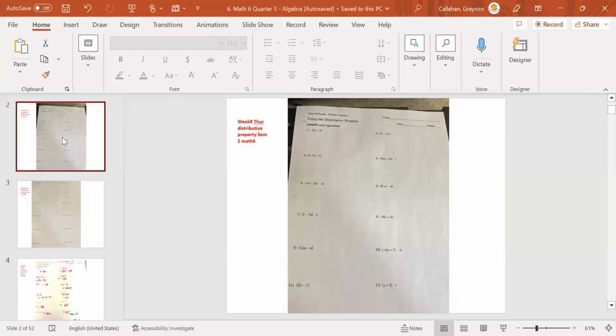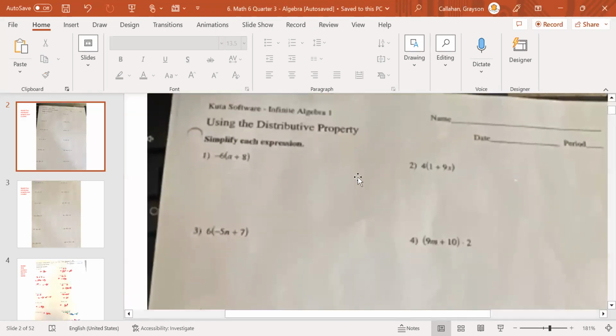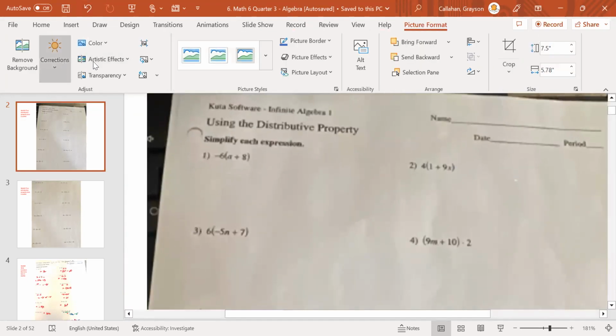Okay, so this is week 8, Thursday. We're going to go over the distributive property for semester 2, math 8. It's a little bit blurry, but that's okay. We can still make this work.